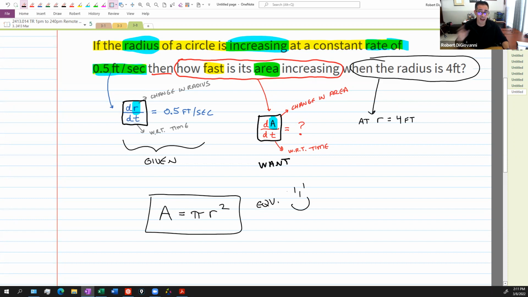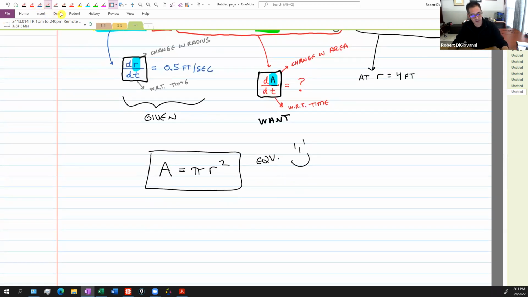But the key is that it has A and r in it, both A and r. So what I can do now is be clever and take the derivative with respect to t on both sides of this equation. The reason I'm doing this, and I don't want this to be lost, is because I know I'm going to get a dA/dt when I differentiate, because A and t are different variables.